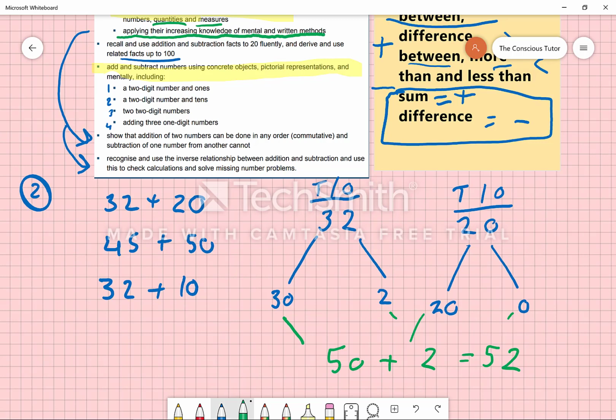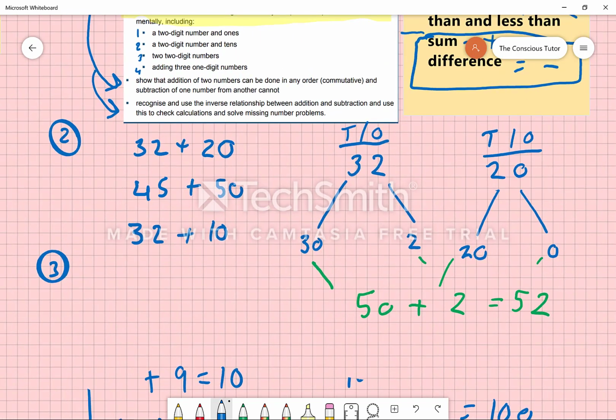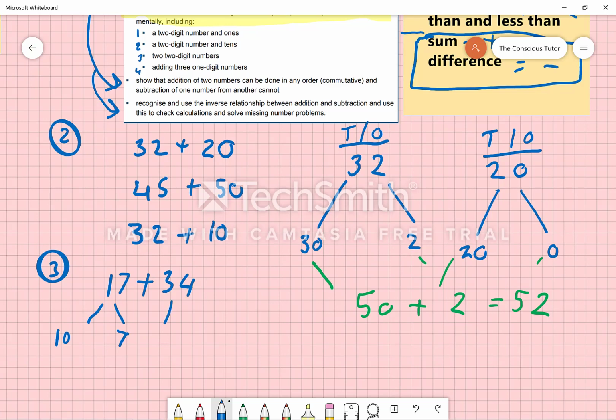Number 3 is to add 2 2-digit numbers together. So the last one looked at adding tens. We may be asked to add something like 17 add 34, where we're going to be crossing the 10 boundary. So let's have a look at this. Let's look at the same method. Got 10 here and 7 in 17, got 30 and we've got 4. So add our 10s together.